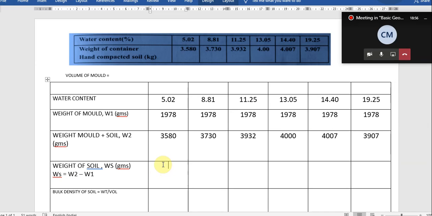Okay, for the first trial, W2 is 3580 minus W1 is 1978. For the second trial, 3730 minus 1978. 3932 minus 1978. 4000 minus 1978. 4007 minus 1978. 3907 minus 1978. So please tell me what are the values. For the first trial, what is the weight of soil?